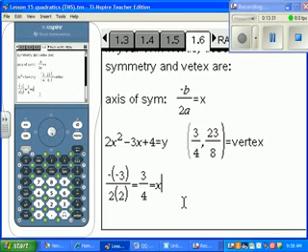So that is the vertex. Okay? So if you're given the axis of symmetry, you can use it to find the vertex. Okay?